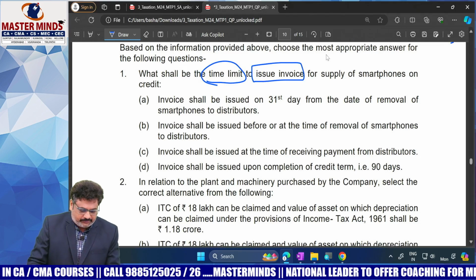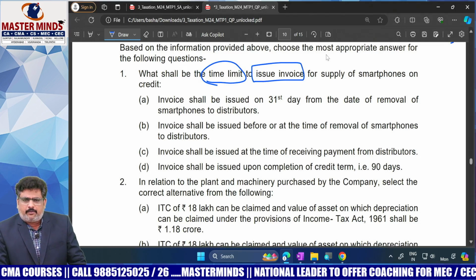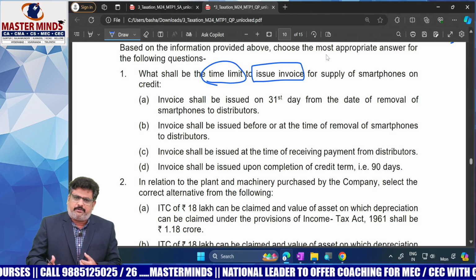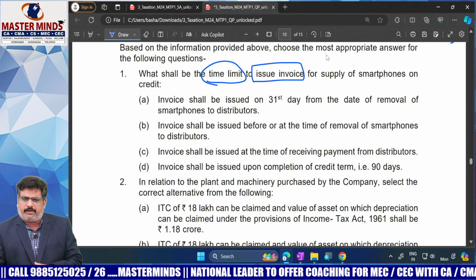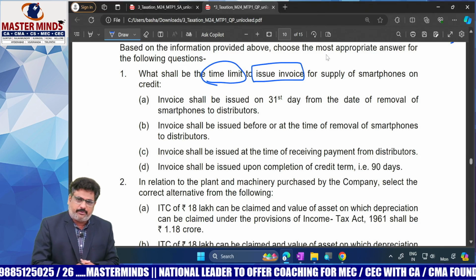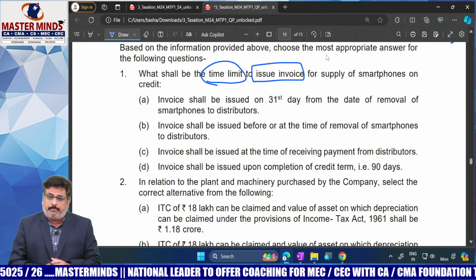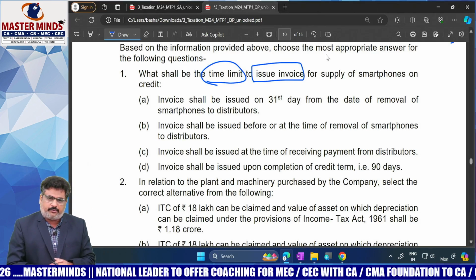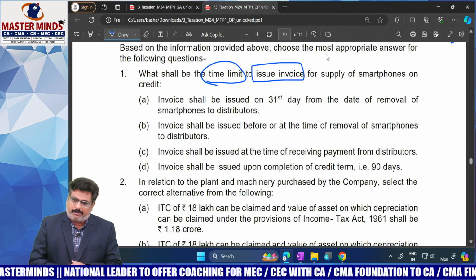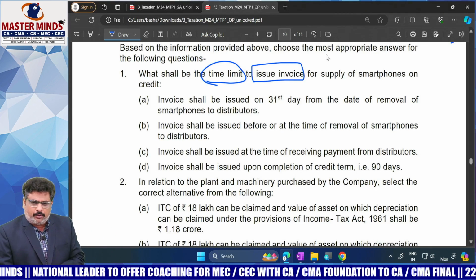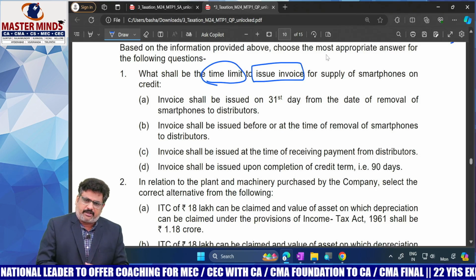So regarding this, what are the options that were given? Invoice shall be issued on the 31st day from the date of removal of the smartphones to the distributor. Invoice shall be issued before or at the time of removal of smartphones. Invoice shall be issued at the time of receiving the payment. Invoice shall be issued upon the completion of the credit term.